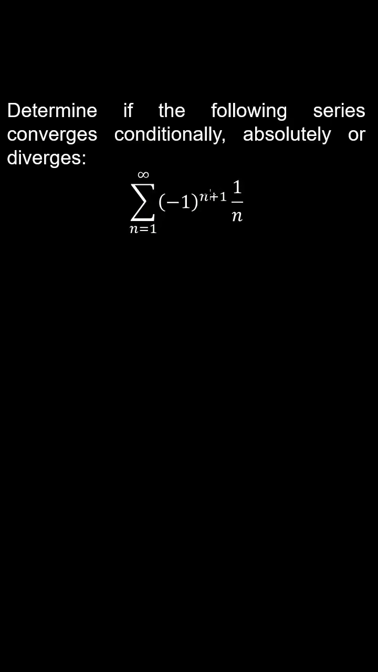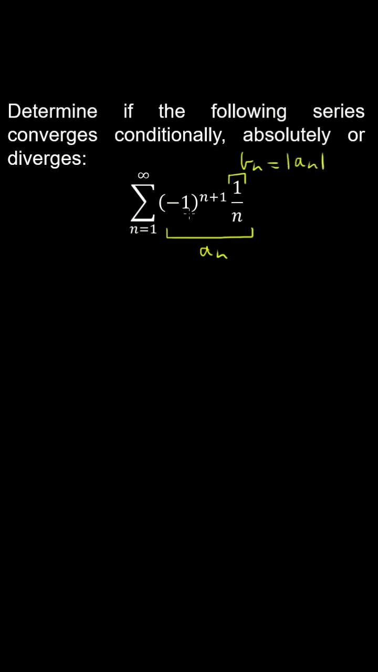Let's determine if this series converges conditionally, absolutely, or diverges. Well, we designate this term in the series as An, and this term in the series as Bn, which is the absolute value of An. And now we check if the series An converges conditionally using the alternating series test.